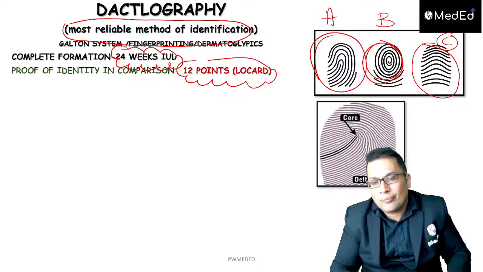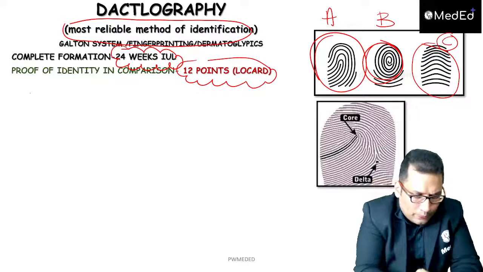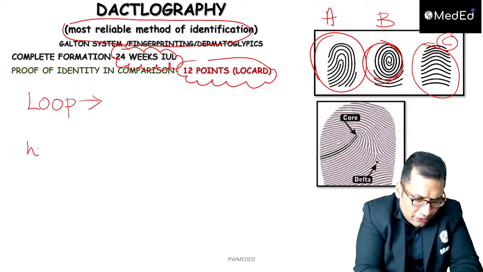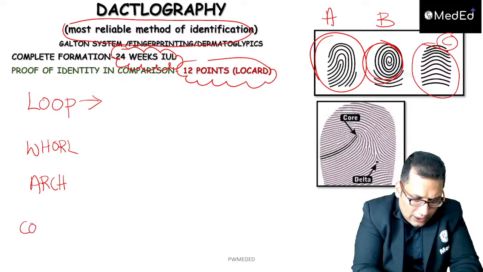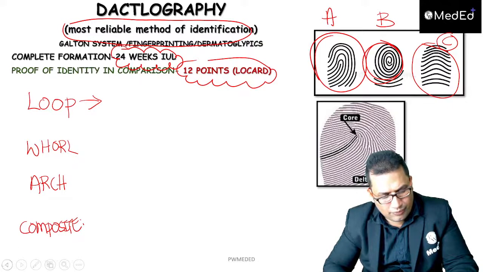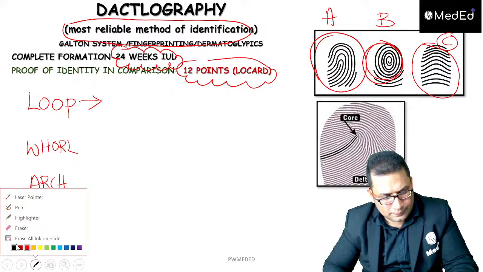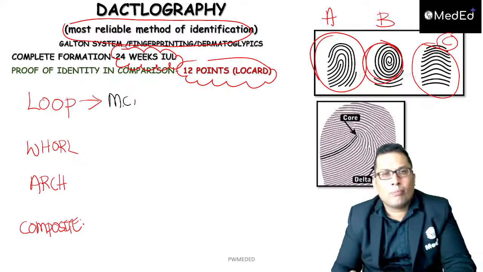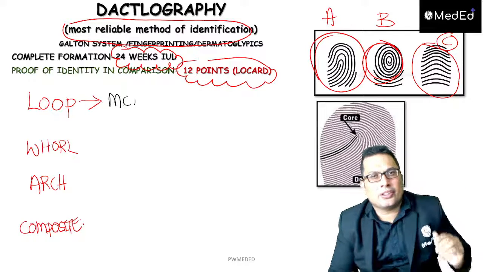Let's discuss it. The first one, that is the loop. The second one, that is oval. The third one, that is the arch. The fourth one, that is the composite. Let's see important MCQs. Loop is the most common one. Most common fingerprint, loop is the answer.